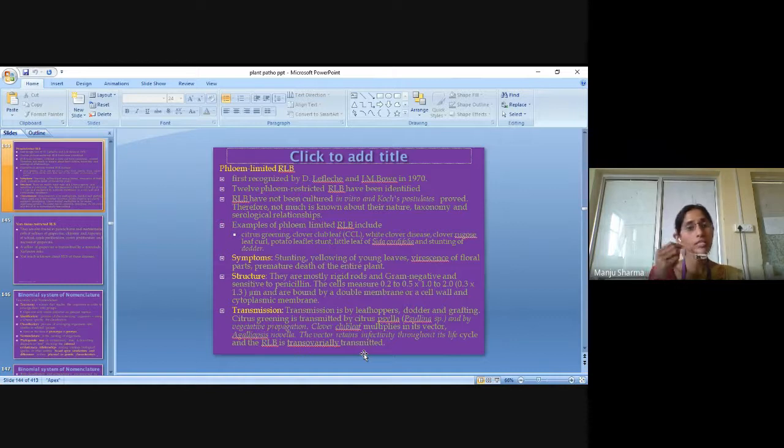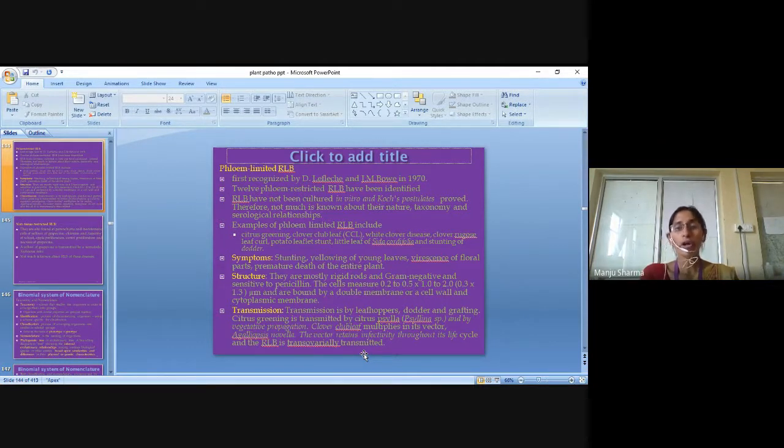Next is phloem-limited RLB. They were first recognized by D. Lafleche and Alain Bove in 1970. Twelve phloem-restricted RLB have been identified. RLB have not been cultured in vitro and Koch's postulates proven. Therefore not much is known about their nature, taxonomy and serological relationship.